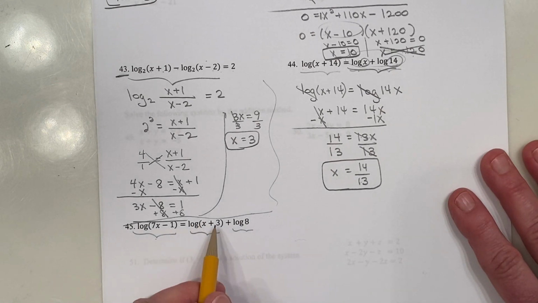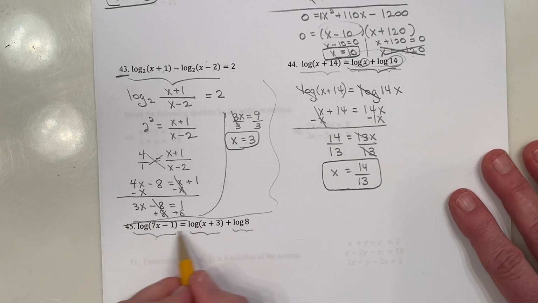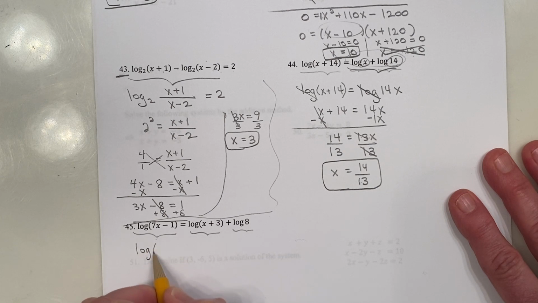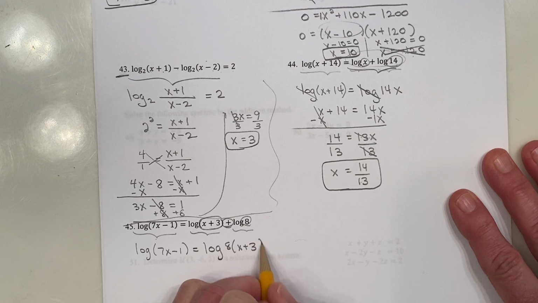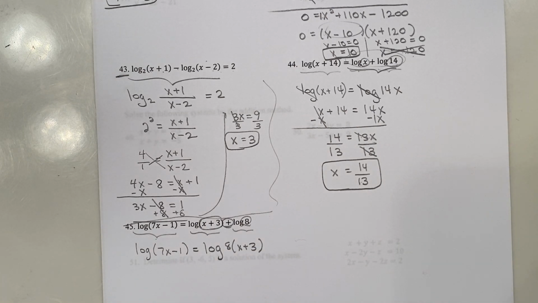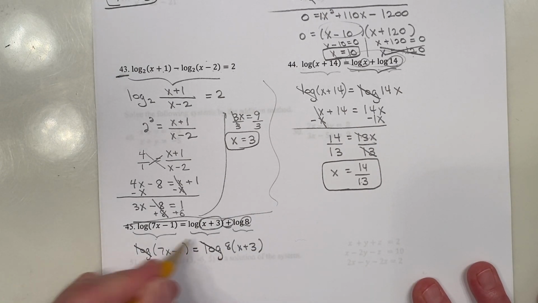All right, let's solve this log equation. So we need one log on each side if we're going to remove the logs. So plus means back to multiplication. So I would put the 8 up front of the x plus 3. Let's remove the logs.